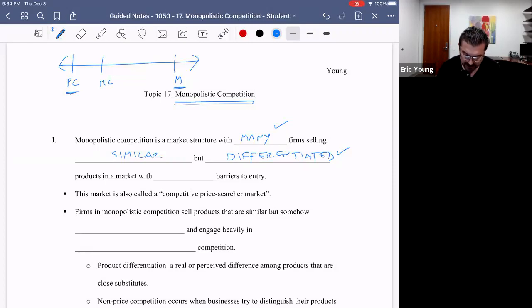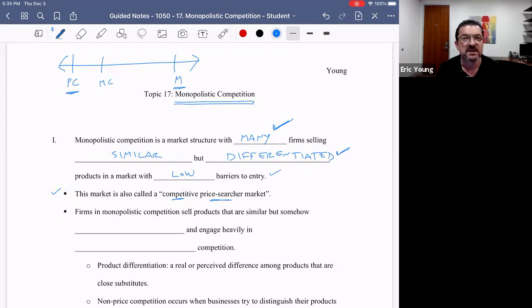So to wrap it up, monopolistic competition is a market structure with many firms selling similar but differentiated products, and critically, in a market with low barriers to entry. Those are the big pieces of this model. Just so you know, different economists will use different terms for this. This market is also known as a competitive price searcher market. It's price searcher because firms in this industry have a little bit of market power brought on by those product differentiation factors. But it's also competitive because there are many, many firms. So monopolistic competition, AKA a competitive price searcher market.